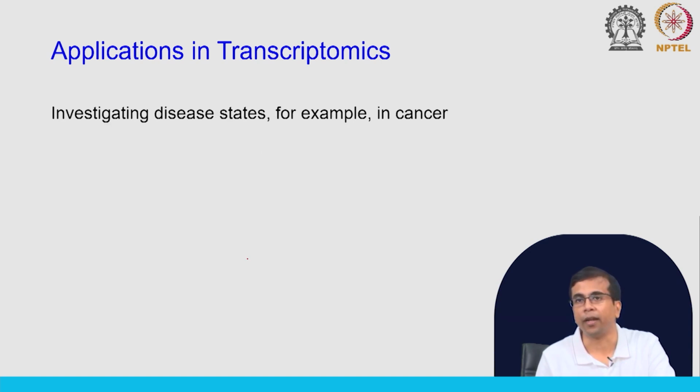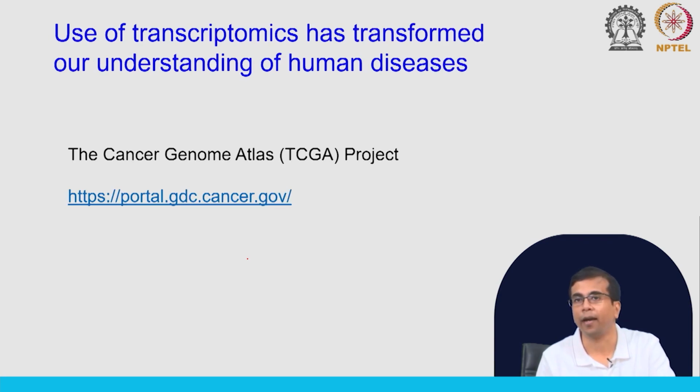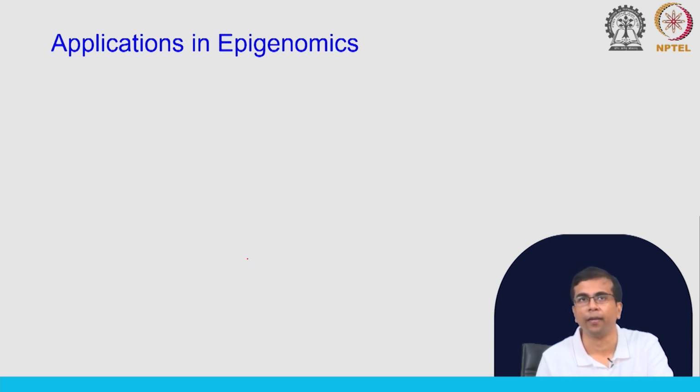NGS has been applied for disease states in cancer, and there is a whole bunch of data for different types of cancers where we have this transcriptomic data. It is called the Cancer Genome Atlas project. Here is the link where you can look into some of these data sets, explore them, and you can also read papers looking at the differences between cancer versus normal samples.